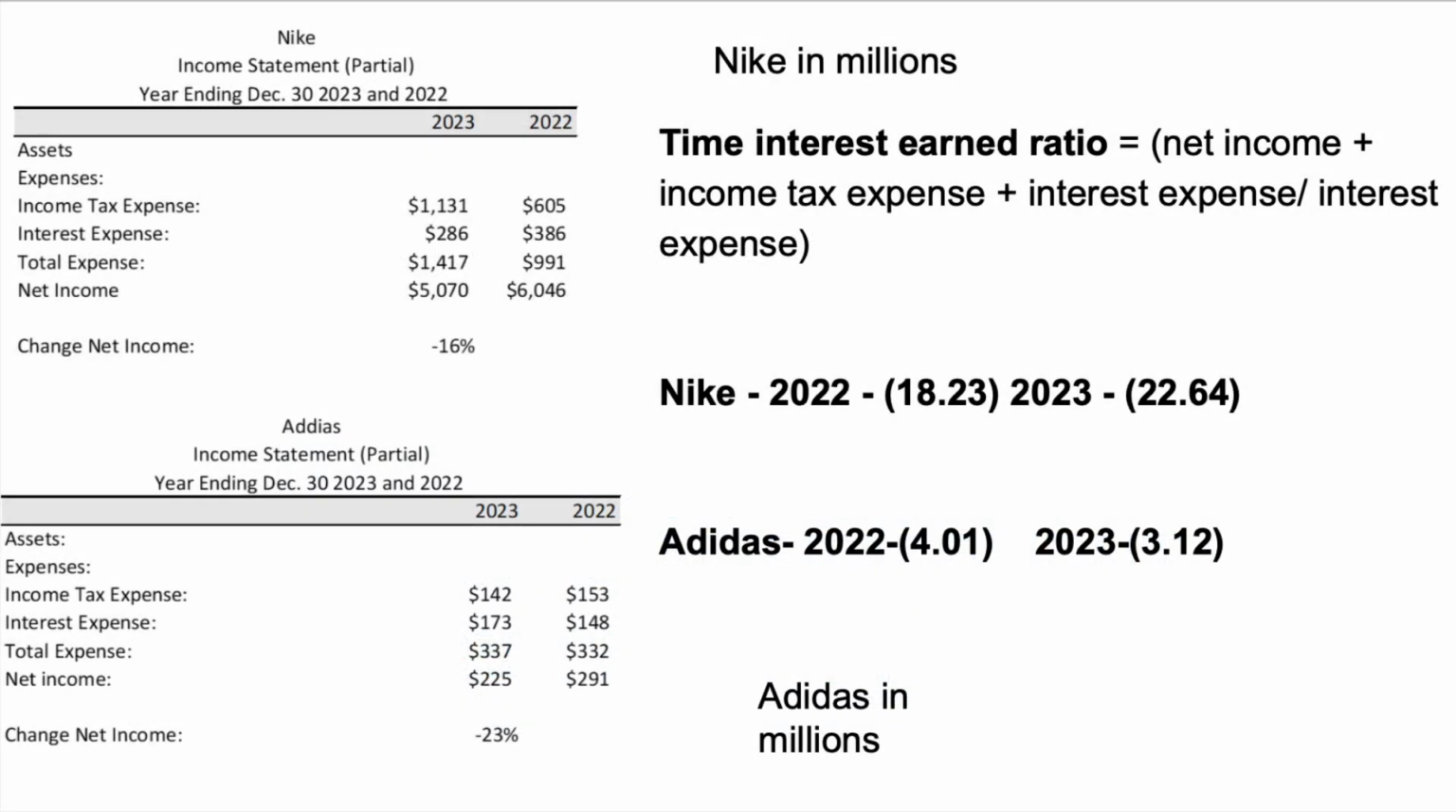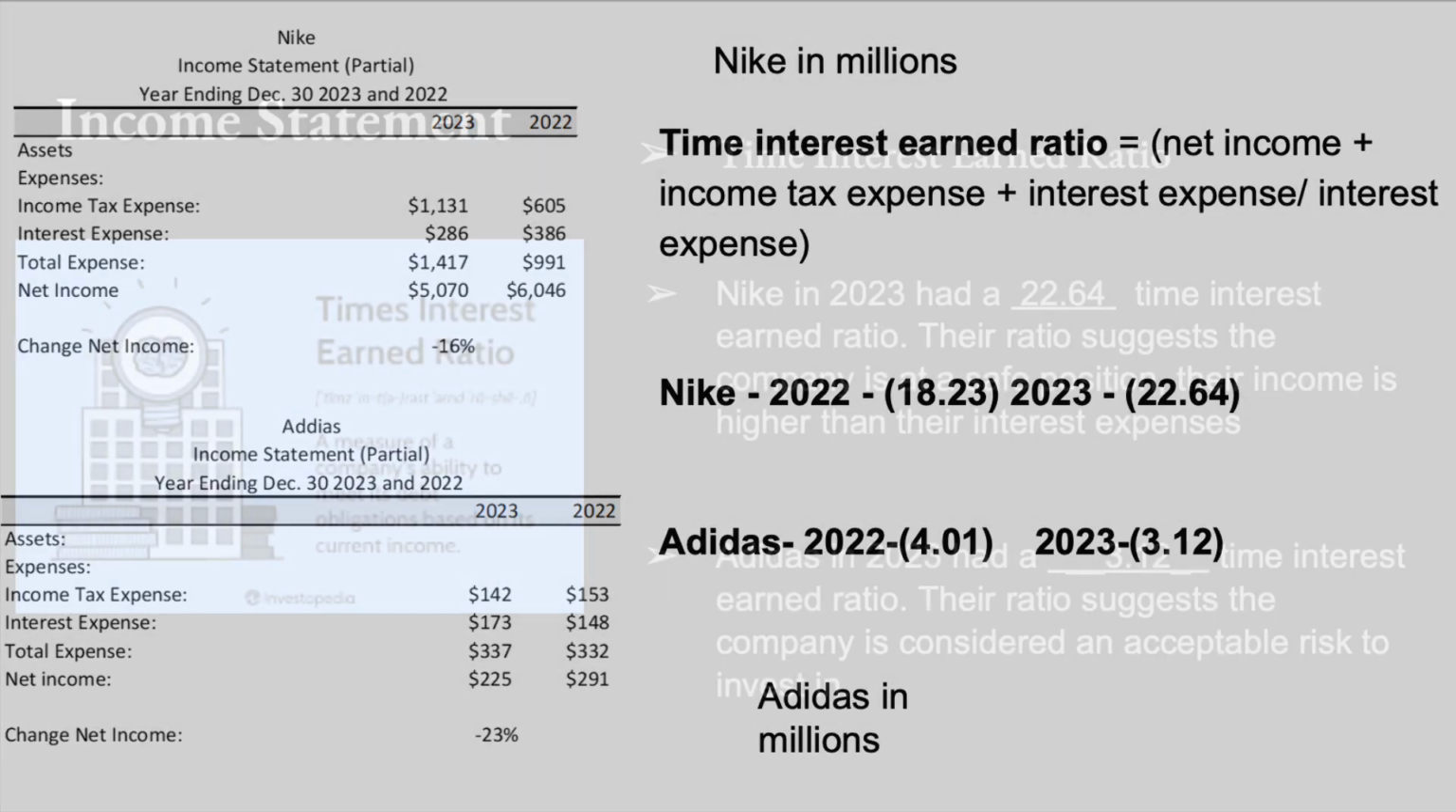So we took the income statements from both companies and calculated the times interest earned ratio for each year. To calculate it, we take net income plus income tax expense plus interest expense, divided by interest expense. For Nike in 2023, the ratio equaled 22.64, and in 2022, it was 18.23. For Adidas in 2023, it was 3.12, and for 2022, it was 4.01.